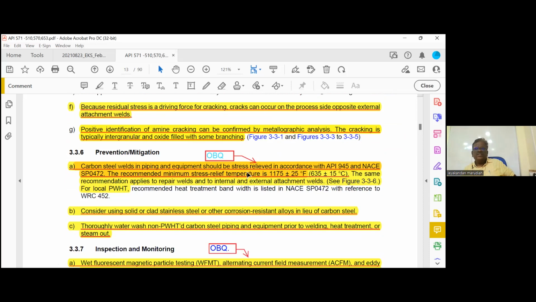Then prevention, this is important. Open book question. Carbon steel welds and piping should be stress relieved according to API 945, NACE SP0472. The recommended stress relief temperature is 1175 plus or minus 25 degree Fahrenheit.